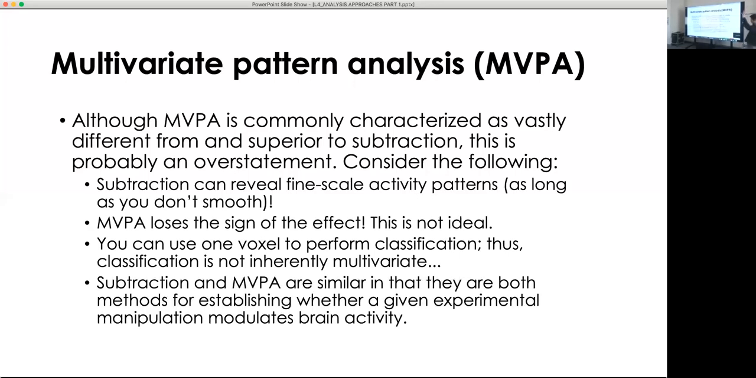So my summary of all of this is, the similarity here is they're both methods for establishing whether the manipulation, A versus B, whatever that is, is changing the BOLD response in whatever voxels you're analyzing, right? They're very similar in that respect. Yeah, question?